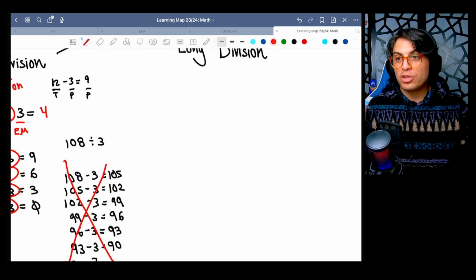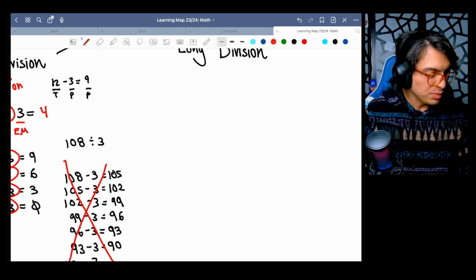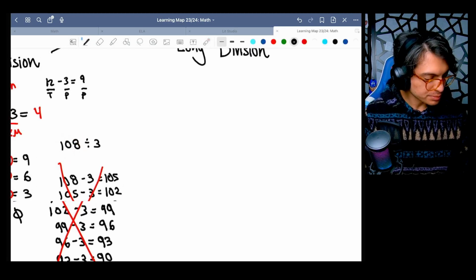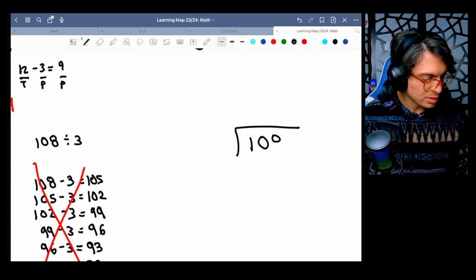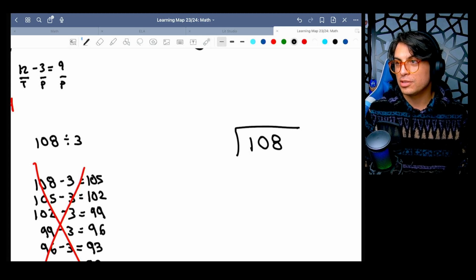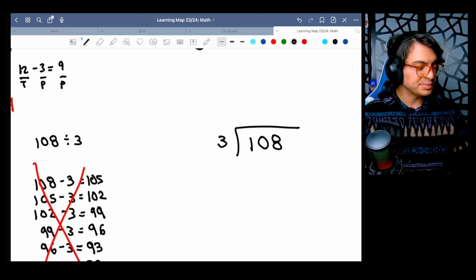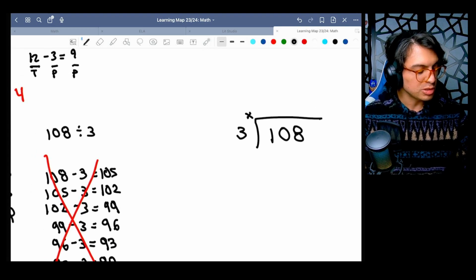The first thing we have to do is write it a little bit differently. And that looks like this. We take our total and we put it inside this little house and say, hey, get in there. We're going to do some division. And then we're going to divide that by 3. Then we put a little multiplication sign here.